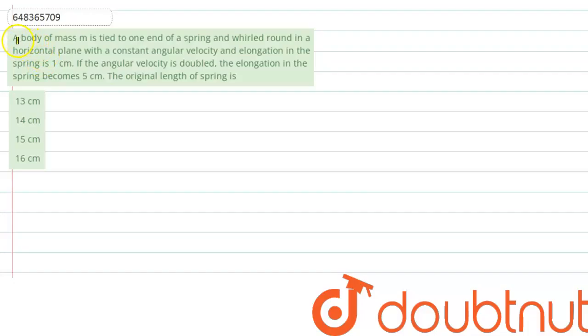Hello everyone, we have a question here. The question says a body of mass m is tied to one end of a spring and wheeled around a horizontal plane with constant angular velocity and elongation in the spring is 1 centimeter.